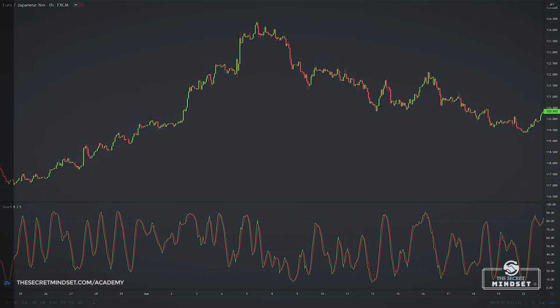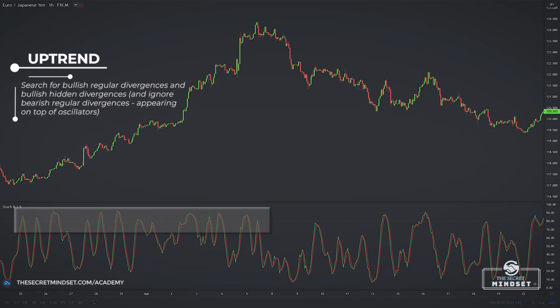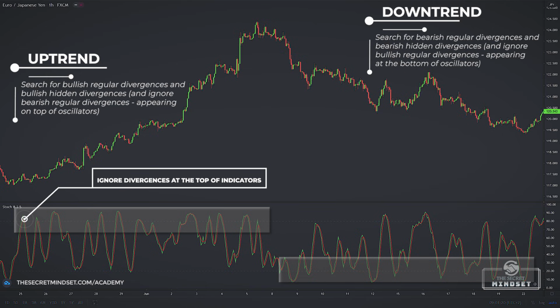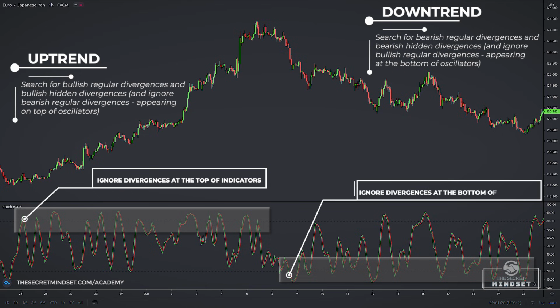In the case of an uptrend, you ignore bearish regular divergences, those appearing at the top of the oscillator, and search for bullish regular divergences. In addition, you also concentrate on bullish hidden divergences. In the case of a downtrend, you ignore bullish regular divergences and search for bearish regular divergences and bearish hidden divergences. In this way, you have a high probability of a successful divergence trade.